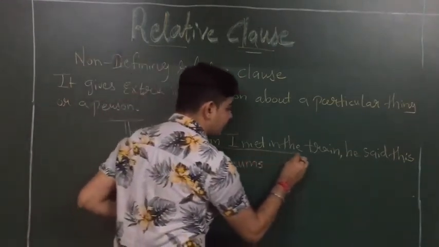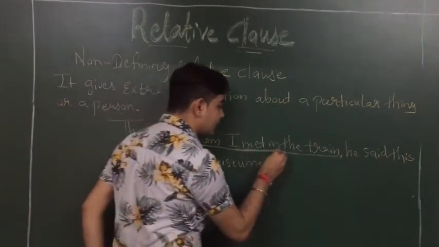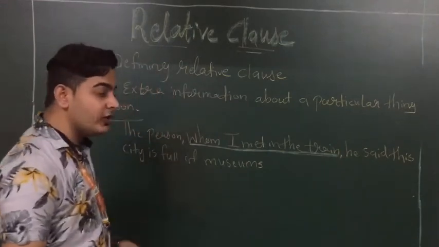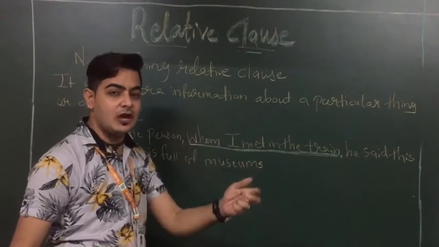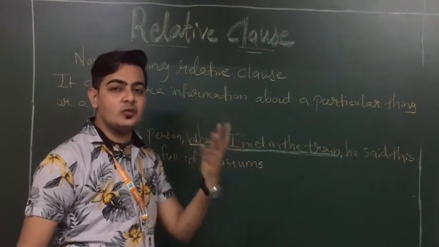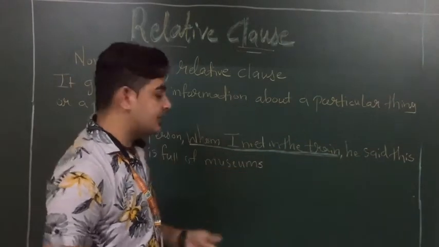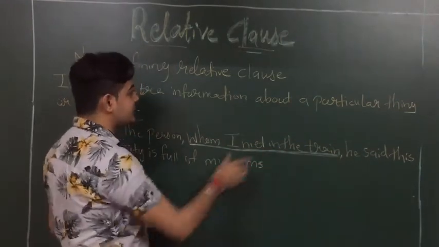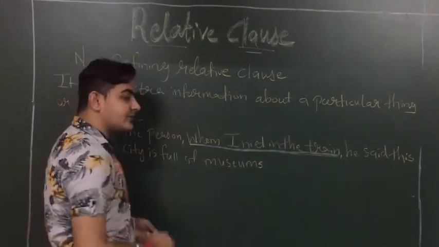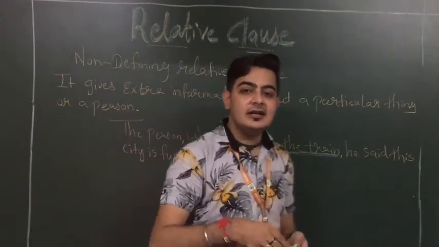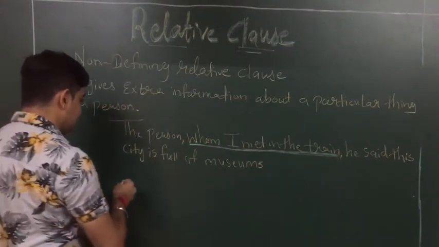So this is our clause. See students, this is our clause because I told you it always begins with WH, like the words which I told you, relative pronouns: that, whom, which, where, why, who. It always starts from those words. ठीक है? So whom I met in the train is my non-defining relative clause because in the sentence it gives additional information about the person or a thing. ठीक है?